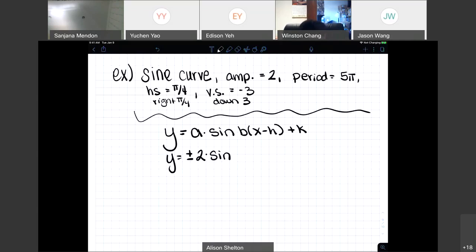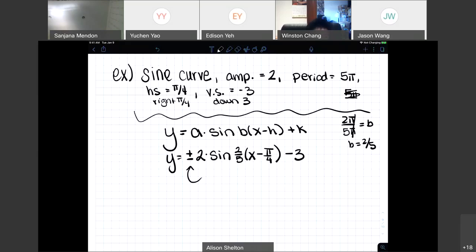Now let's find out what b is. So the period is 5 pi. 2 pi divided by 5 pi equals b. That makes b equal to 2/5. So we're going to say sine is 2/5 times x. We're going right pi over 4, so minus pi over 4, because inside parentheses it's always the opposite sign, plus the vertical shift is -3. So plus -3 is the same thing as -3.